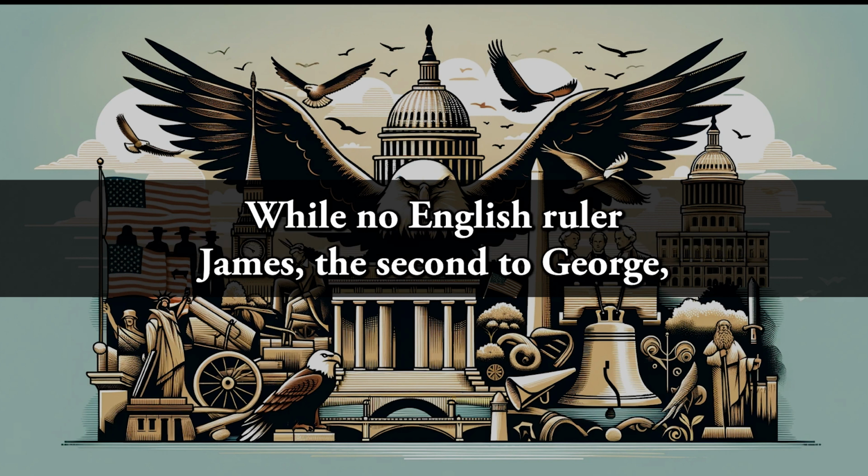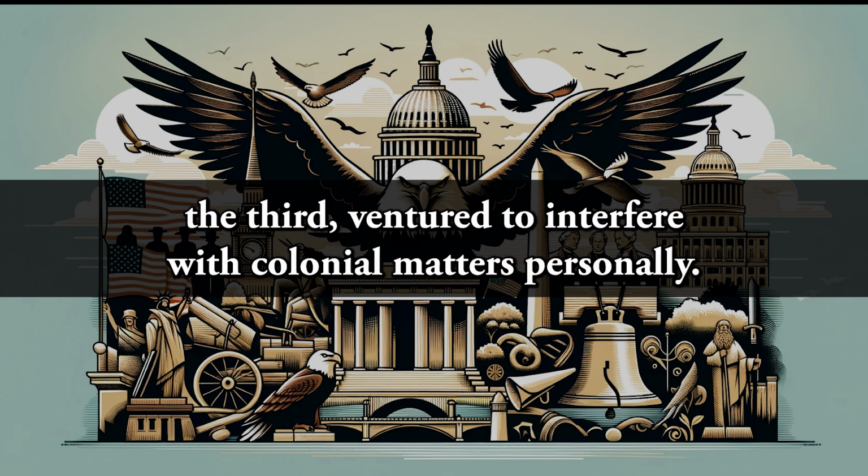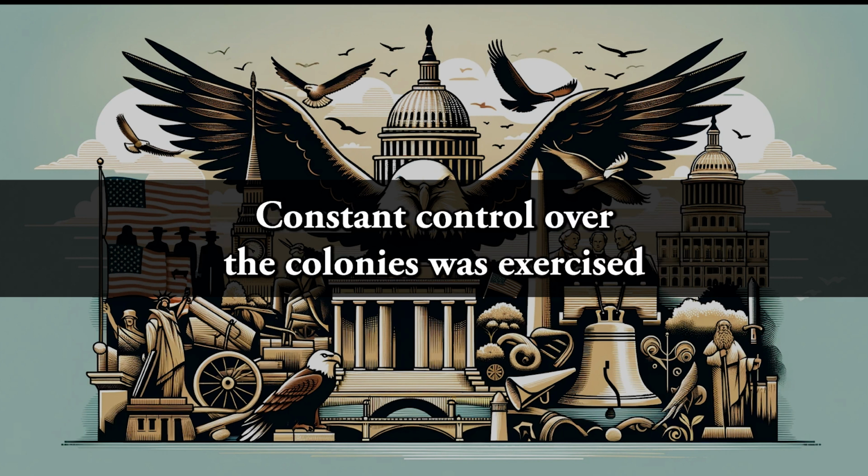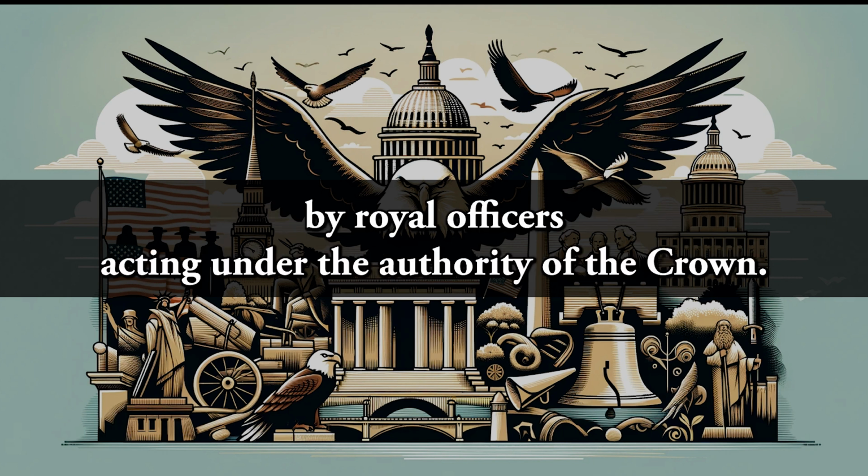While no English ruler from James II to George III ventured to interfere with colonial matters personally, constant control over the colonies was exercised by royal officers acting under the authority of the Crown.